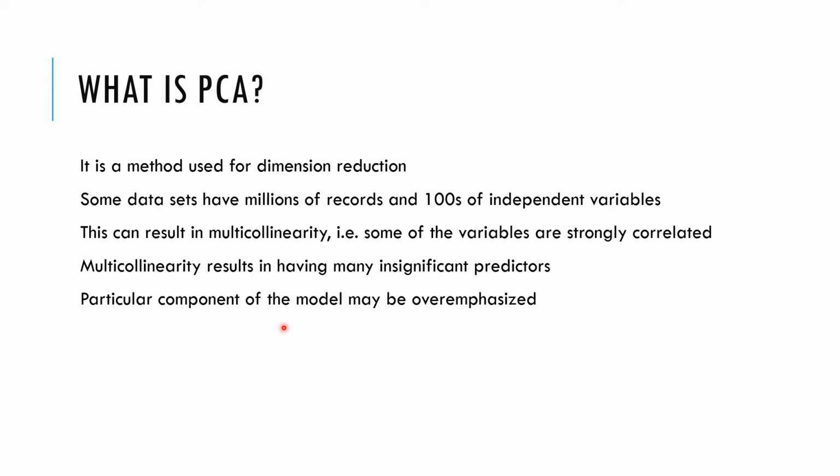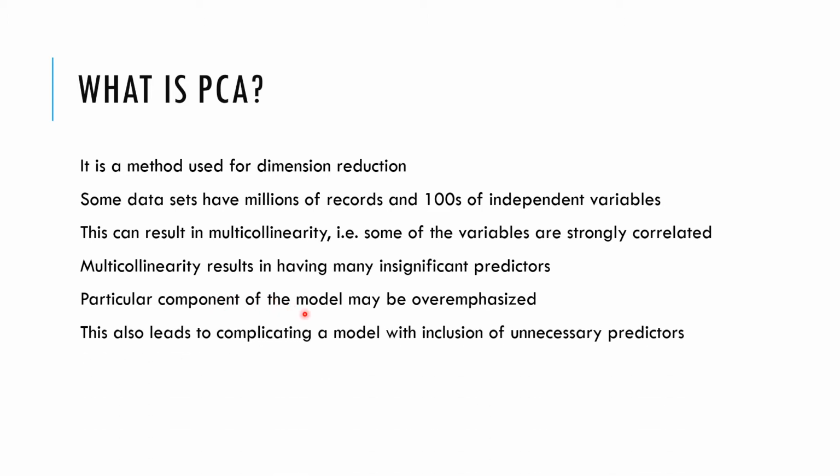A particular component of the model may also be overemphasized. What it means is that if you have too many strongly correlated predictors in a model, these predictors are explaining the same information, right? And that information is what we mean by a particular component. So the model may overemphasize that component because we have too many predictors explaining it, giving more importance to that particular component of the model.